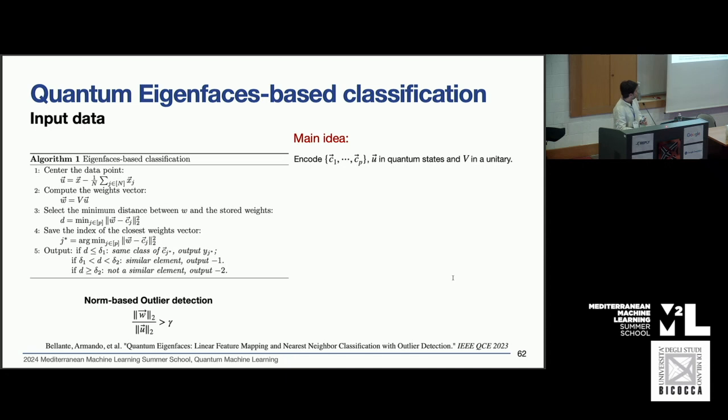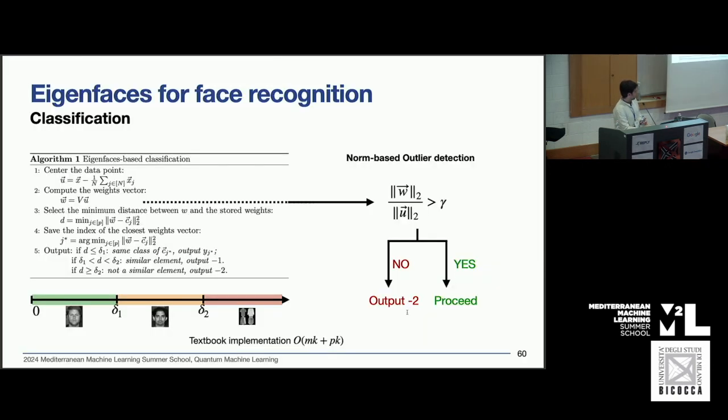Maybe let me go back just one slide. I forgot to tell you about this complexity here. This is the complexity of the textbook implementation. K is the number of principal components. M is the size of the vector, so of your image, if you unroll it. And this is the complexity that is given by this outlier detection method, more or less. And PK is basically the complexity of searching. P is the number of weight vectors that you have in your training set, so the number of centroids or the number of data points that you use for the comparison. So if you implement it in a deterministic, easy way, that's the complexity.